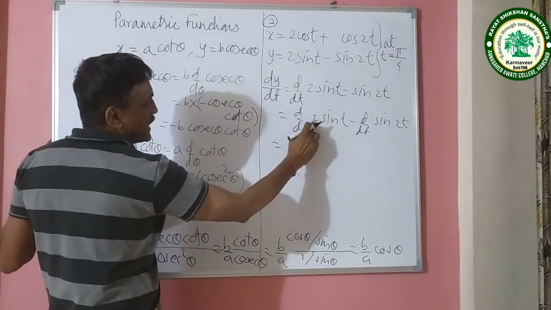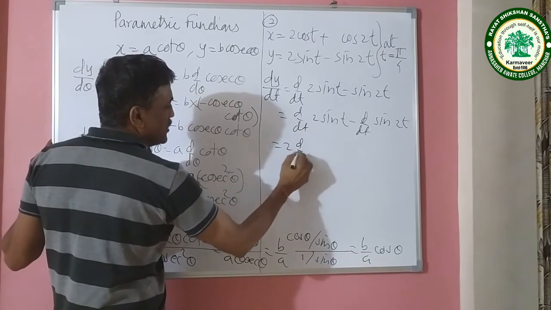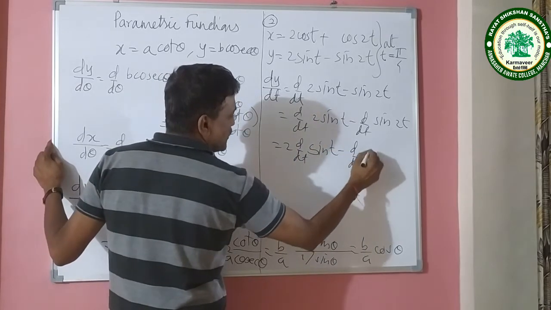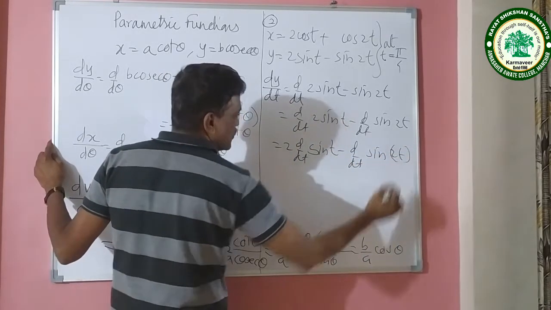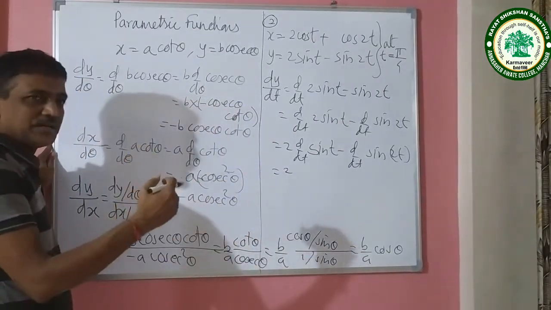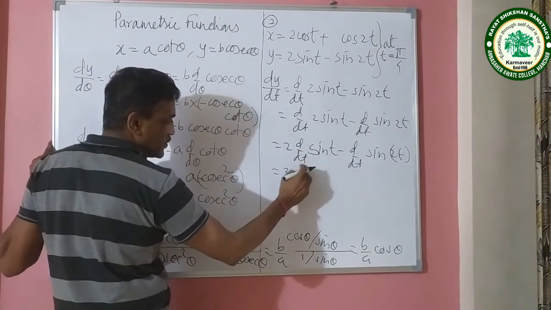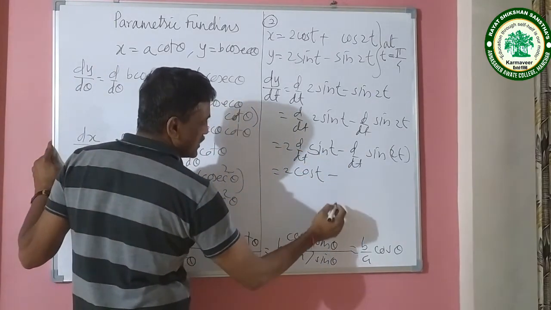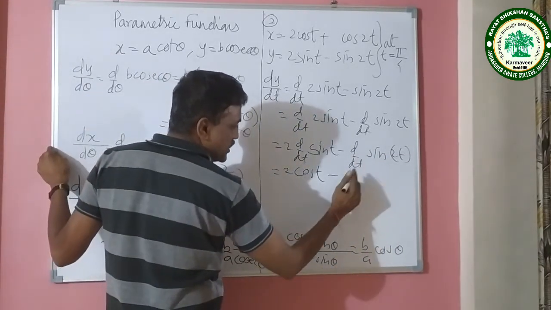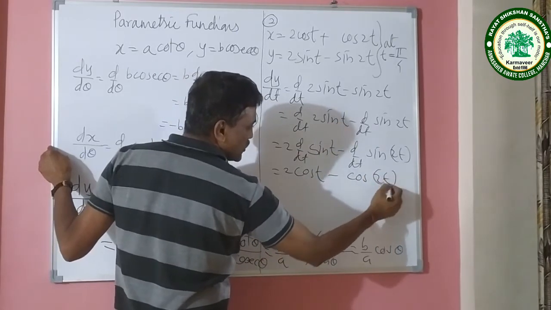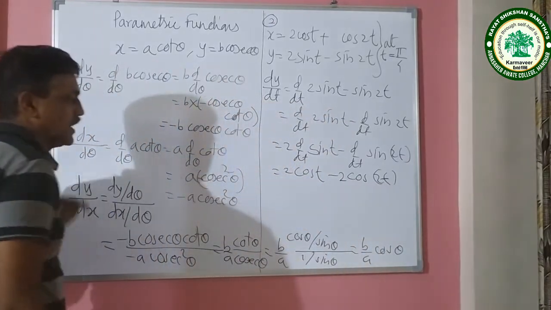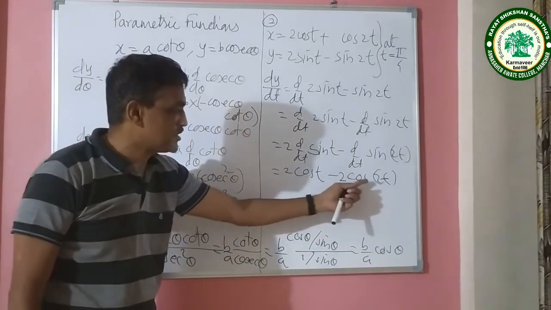So derivative of, okay, take 2 constant outside, d by dt of sin t minus d by dt of sin 2t. So 2 derivative of sin, it is cos. So derivative of sin t with respect to t, it is cos t minus derivative of sin 2t with respect to t, it is cos 2t, and coefficient of t is 2, so multiply by 2. So derivative is 2 cos t minus 2 cos 2t.